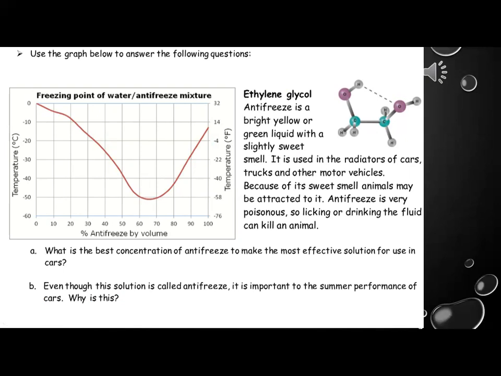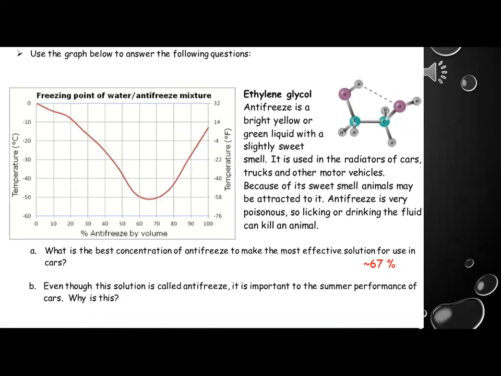So to answer our first question here, what is the best concentration of antifreeze to make the most effective solution for use in cars? Well, if you read the graph, you'll see that it dips down the lowest at about 67% concentration. Now, even though this solution is called antifreeze, we still use it in our cars, even in the summer. And why is this?